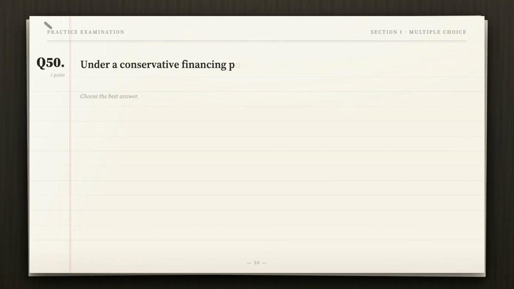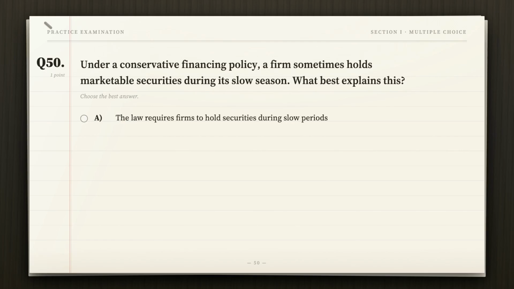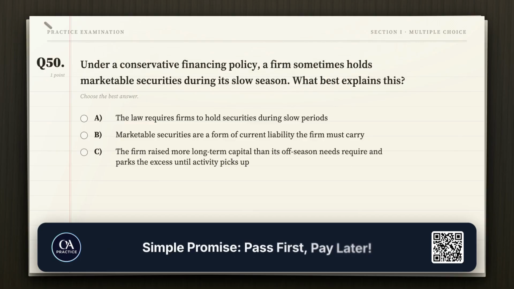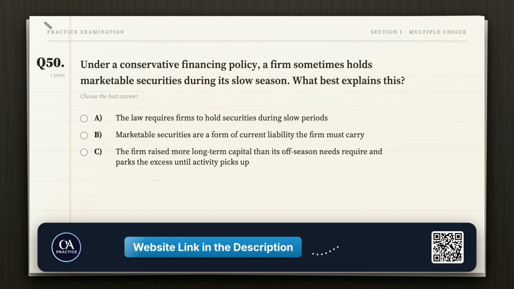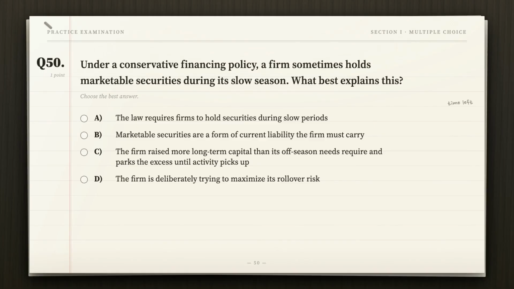Question 50. Under a conservative financing policy, a firm sometimes holds marketable securities during its slow season. What best explains this? Your options are: A. The law requires firms to hold securities during slow periods. B. Marketable securities are a form of current liability the firm must carry. C. The firm raised more long-term capital than its off-season needs require, and parks the excess until activity picks up. D. The firm is deliberately trying to maximize its rollover risk. Take a second. Which answer would you pick?